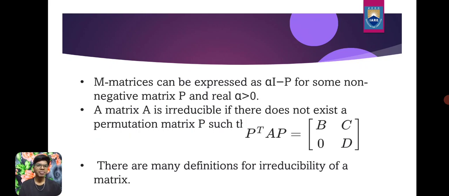M matrices can be expressed as alpha times (I minus P) for some non-negative matrix P and real alpha greater than 0. A matrix A is irreducible if there does not exist a permutation matrix P such that P transpose A P equals [B, C; 0, D]. There are many definitions for irreducibility of a matrix.